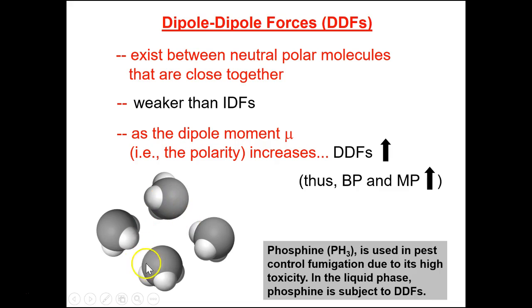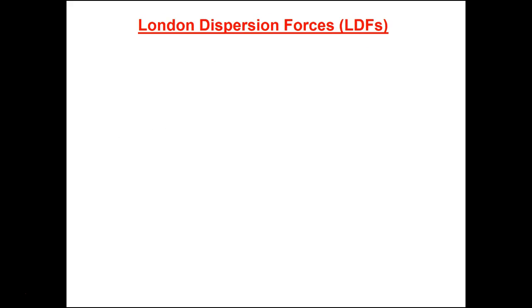So when phosphines are together, you will notice that their negatives and negatives are not next to each other. Their negatives and positives are next to each other, and that's how they interact with one another. So the higher those dipole moments, the greater the DDF, and therefore the greater some of our physical properties.